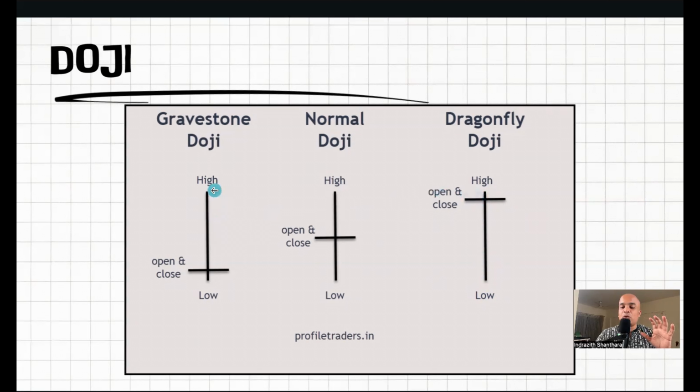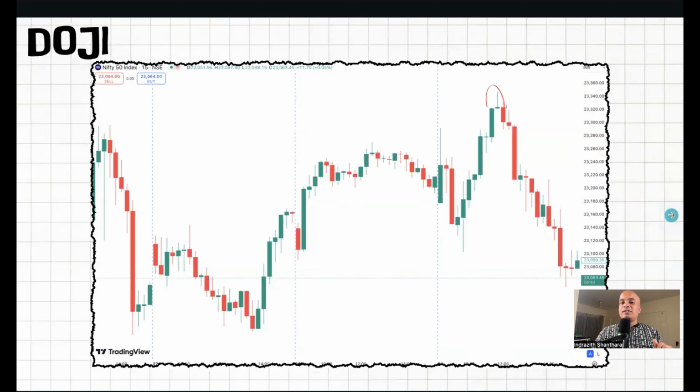This is the gravestone doji, bearish in nature. This is a normal doji, which indicates indecision. This is a dragonfly doji, which indicates bullish behavior. Now, this is one simple example. So this is a bearish doji, right? You don't have to remember the name if you remember the logic.